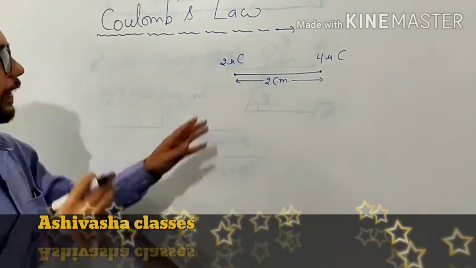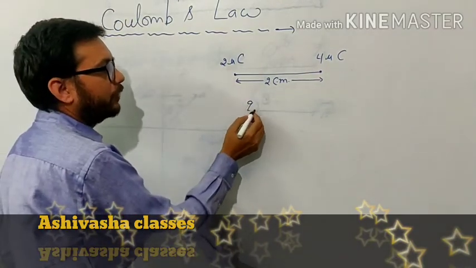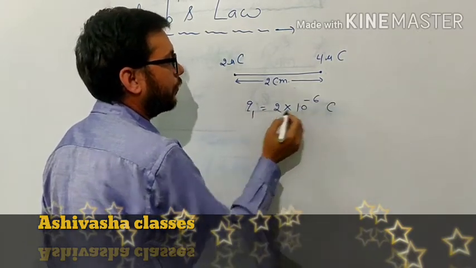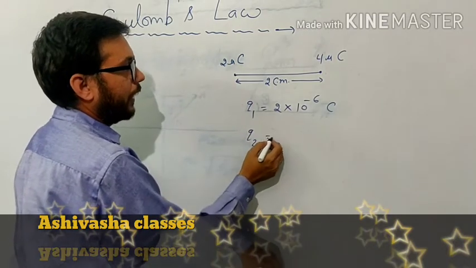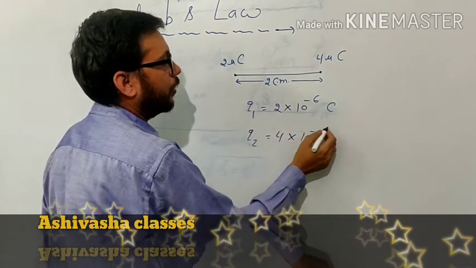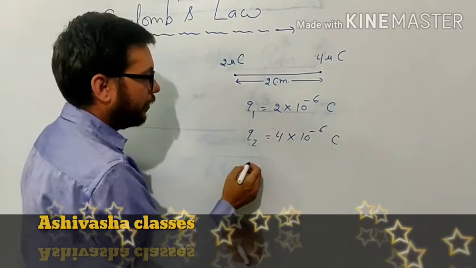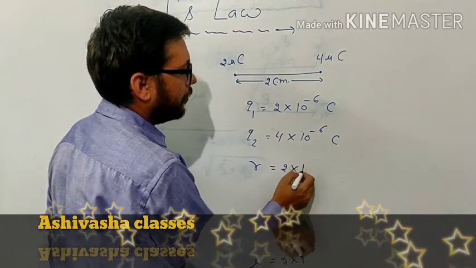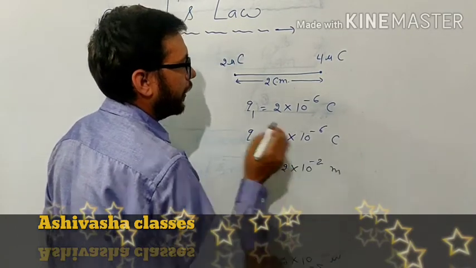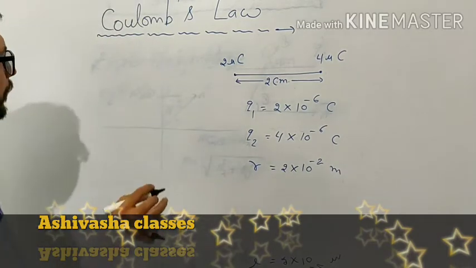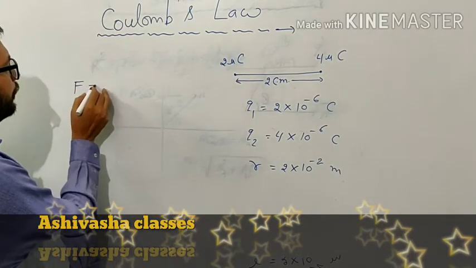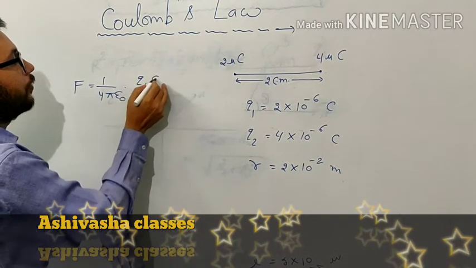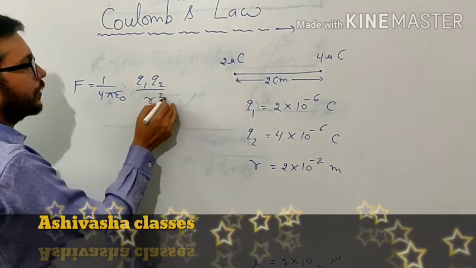So here we see we have two charges, q1 that is 2 micro, 2 into 10 to the power minus 6 coulomb, q2 that is 4 micro, 4 into 10 to the power minus 6 coulomb, and the distance between them, it means r, that is 2 centimeter, 2 into 10 to the power minus 2 meter. Now here we apply Coulomb's law. So F equal 1 upon 4 pi epsilon naught q1 q2 upon r square.